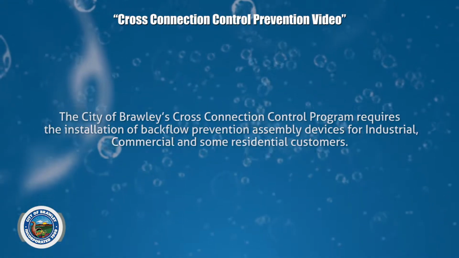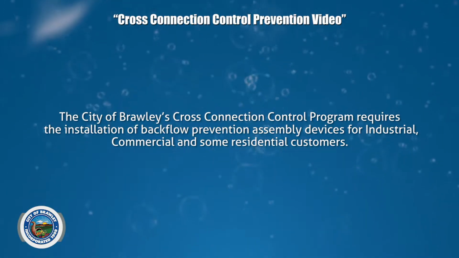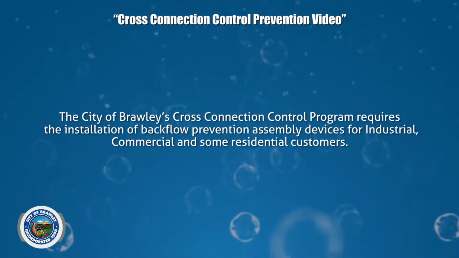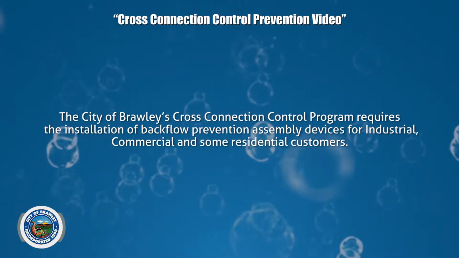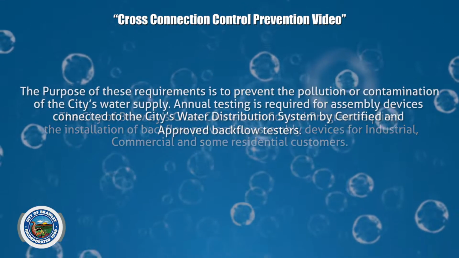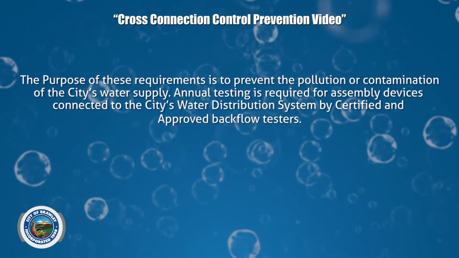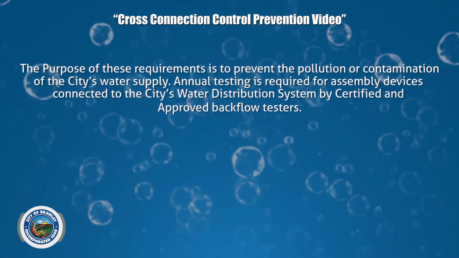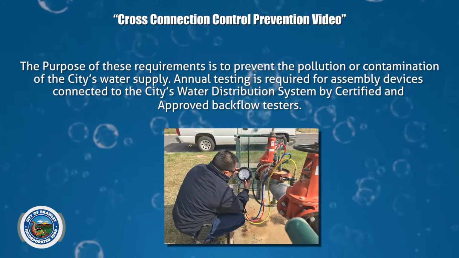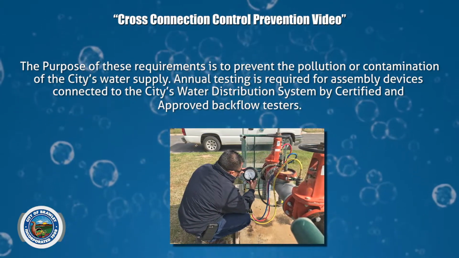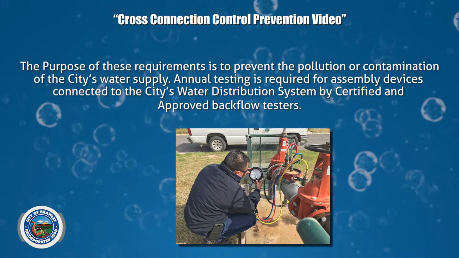The City of Brawley's Cross-Connection Control Program requires the installation of backflow prevention assembly devices for industrial, commercial, and some residential customers. The purpose of these requirements is to prevent the pollution or contamination of the city's water supply. Annual testing is required for assembly devices connected to the city's water distribution system by certified and approved backflow testers.